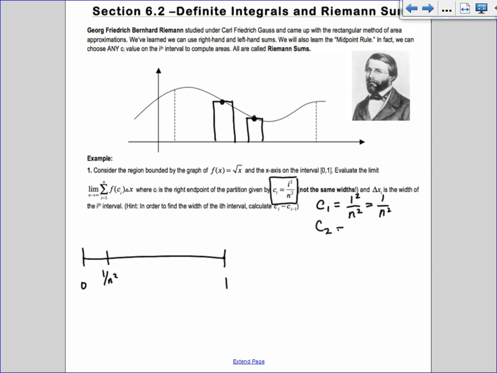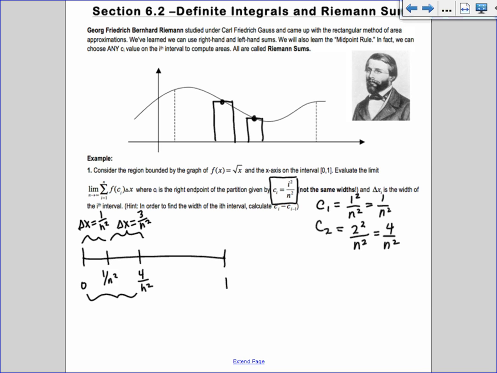If I want the second endpoint, it's going to be at 2 squared over n squared. So it's going to be at 4 over n squared. That's where the x value is, 4 over n squared. So this first one had a distance of 1 over n squared, so this was delta x equals 1 over n squared. What's the second delta x? 3 over n squared. It's telling you the difference between them.